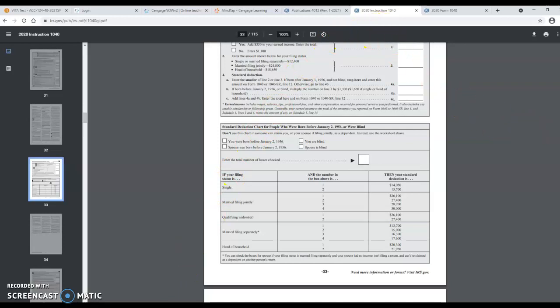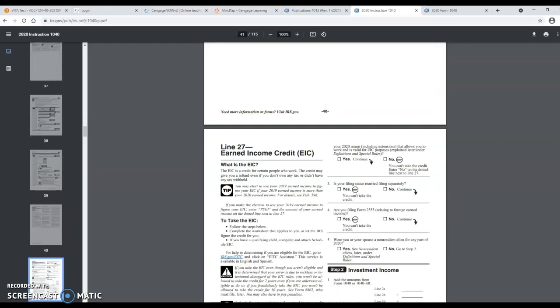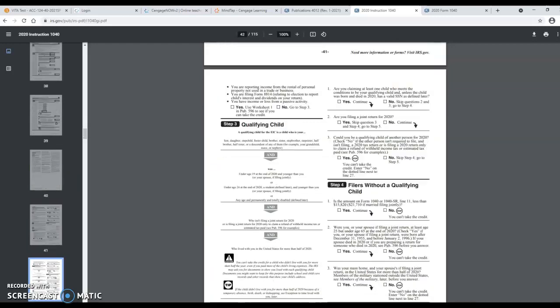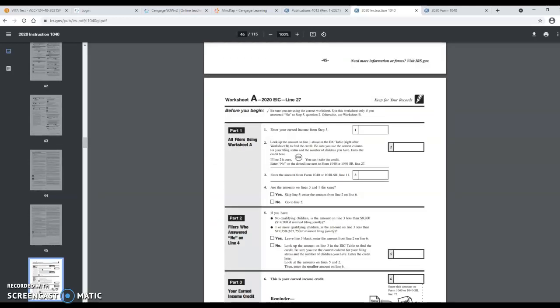Now, in the IRS instruction booklet, this is the best way to figure out the amount. To go to this worksheet A here, and this is on page 46, and you fill this out. Once you determine that Ashley qualifies and how many of her children qualify for her to get earned income credit, then you go through and fill out this worksheet A, and that will tell you how much.